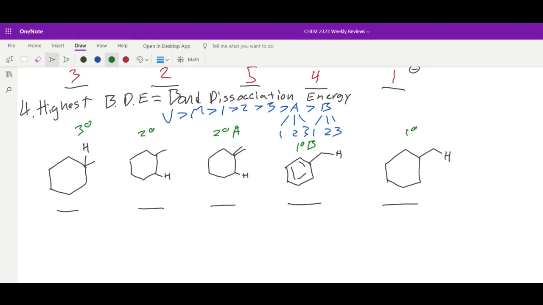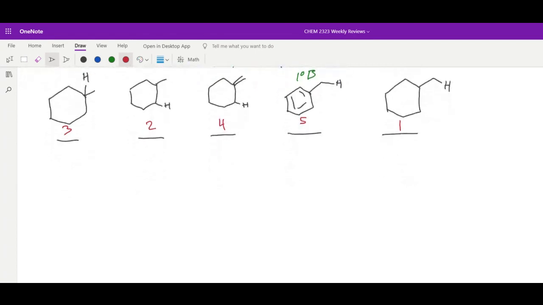So I have my trend right there, and I'm going to start ranking. So vinylic, I don't see anything vinylic. Methyl, nothing. I see a primary, which is going to be 1. I see a secondary, which is going to be 2. I see a tertiary, which is going to be 3. Now I have allylic, which is going to be 4, and I have benzylic, which is going to be 5. Okay? That's all there is to it.